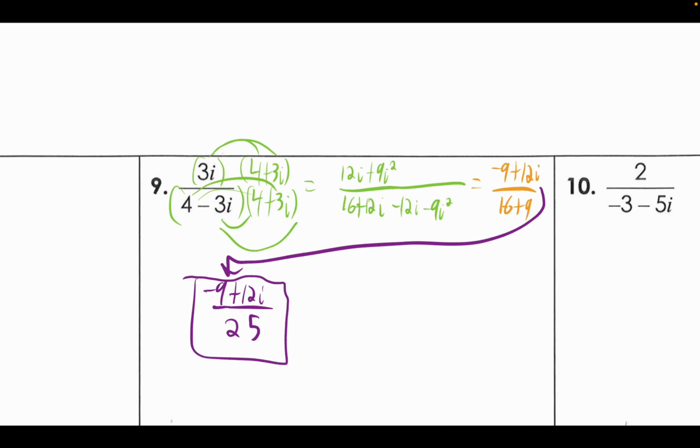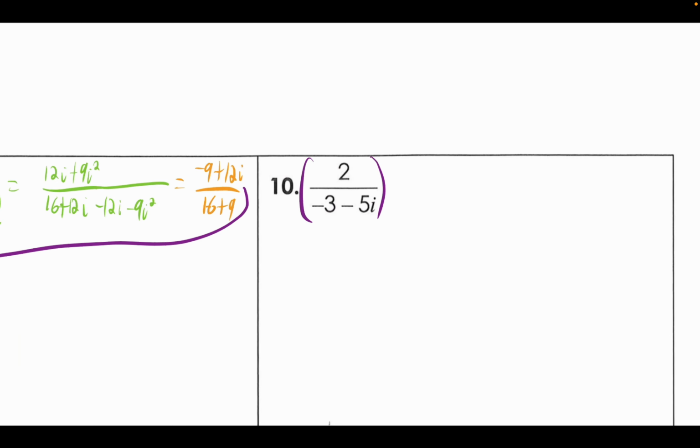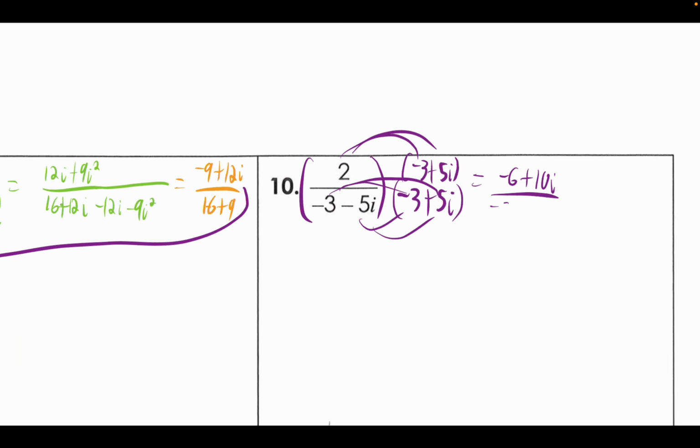Number 2. Our complex conjugate this time is going to be negative 3 plus 5i. The 3 is still negative. That doesn't change. The only thing that does change is the sign of the imaginary part. And as we multiply this through, on the top we end up having negative 6 plus 10i. On the bottom we end up getting negative 9, minus 15i plus 15i minus 25i squared.